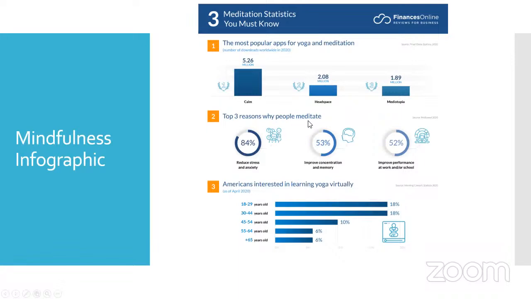Now the top three reasons why people meditate: reduce stress and anxiety, improve concentration and memory, and improve performance at work or school. 84% of people meditate because they want to reduce stress and anxiety. There is another thing in this infographic: Americans interested in learning yoga virtually. You see 18%, 18%, 10%, 6%, 6%. So this is a mindfulness infographic. This is a data-based infographic, and the previous one is a text-based infographic.